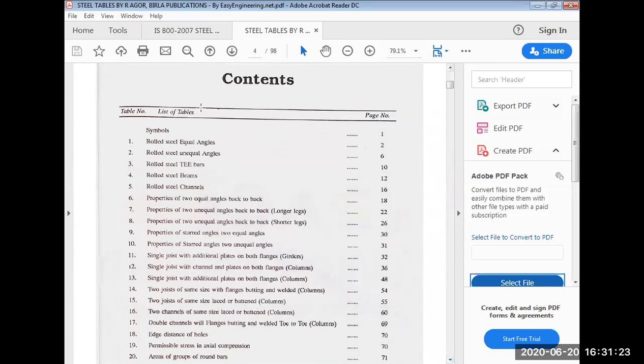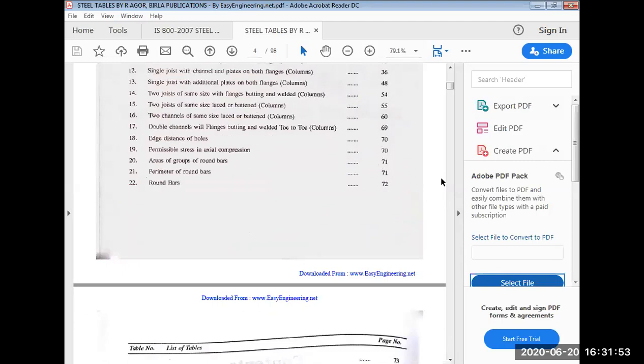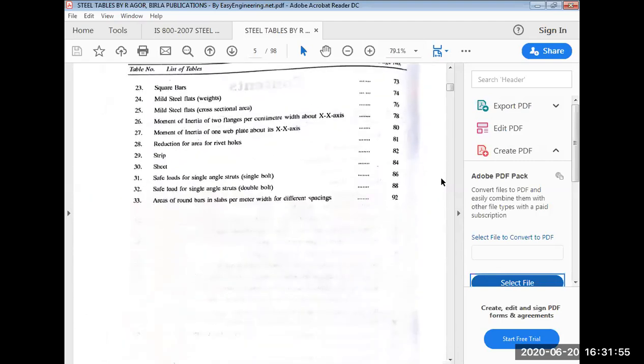So see here, rolled steel equal angle sections are given, rolled steel unequal angle sections are given, rolled steel T sections, beams, channels, then two angle sections back to back. So all the sections: T section, angle section, I section, channel section, plates, combined sections, combination of I section and channel section, combination of two I sections. Everything is given with their properties in this steel table. So we'll go ahead.